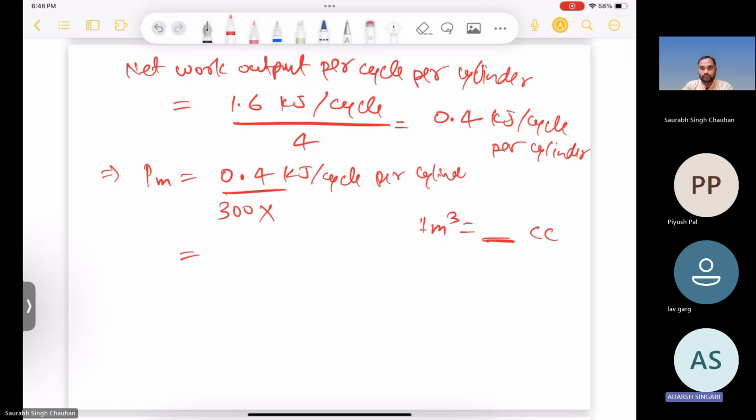10 to the power 6. So 10 to the power 6 cc in 1 meter cube.